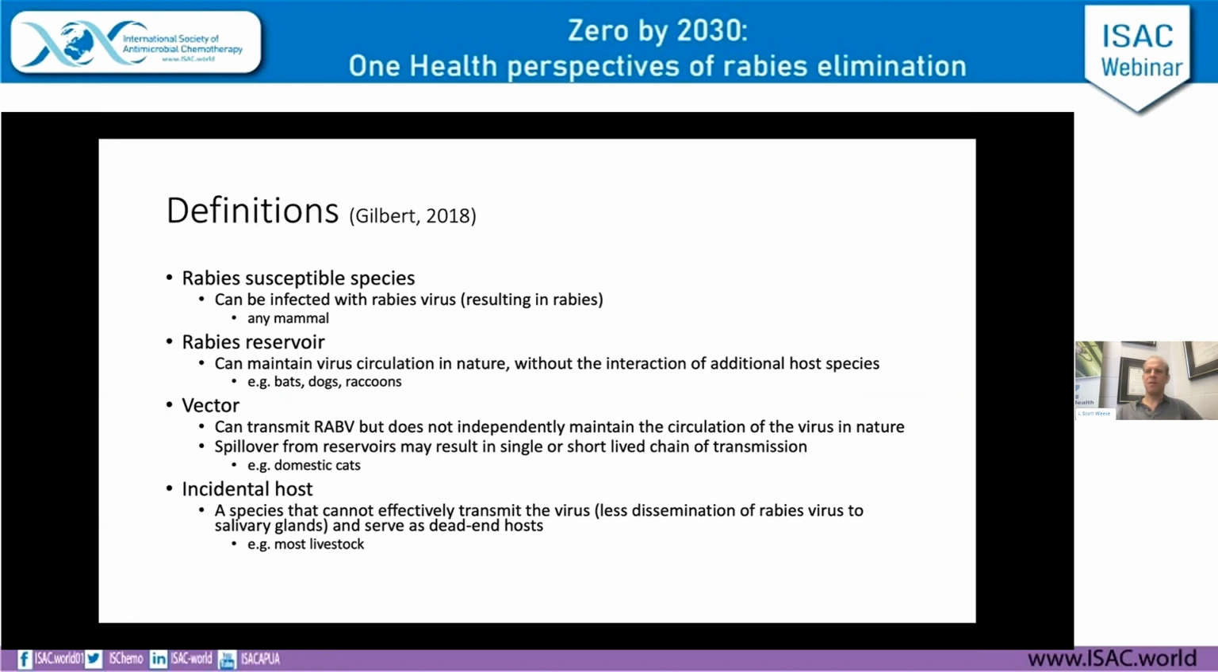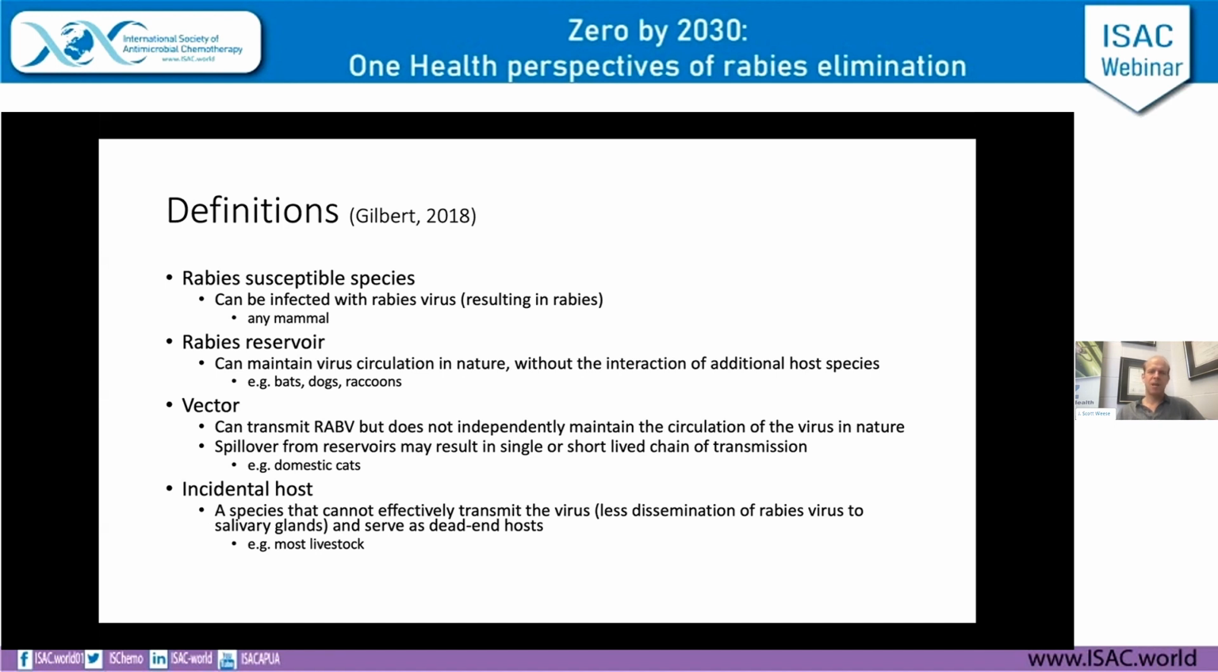So just to maybe reinforce that a bit, we have rabies susceptible species, and that's basically all our mammals. We have a rabies reservoir, and these are the species that maintain the virus in circulation. They don't need other species, they can maintain it themselves. We have our vectors that can transmit it, but don't maintain the virus in nature themselves. They require spillover from a reservoir. Can be involved with short-term transmission, but it is short-term. And domestic cats would be one of the main species we're concerned about there.